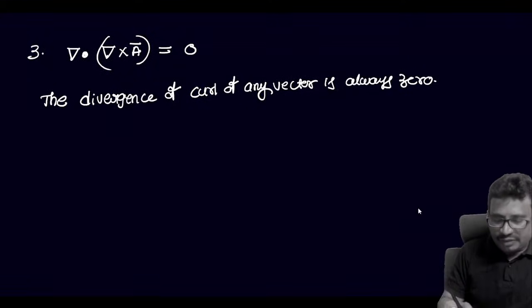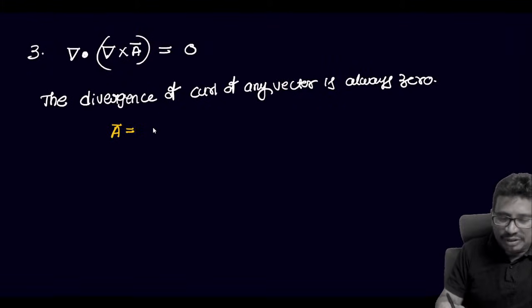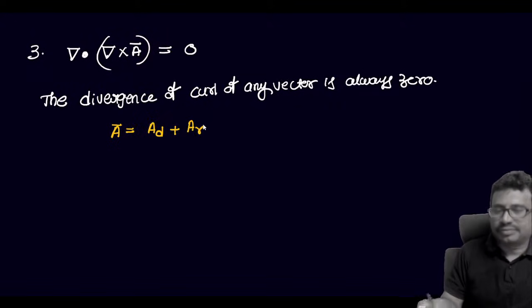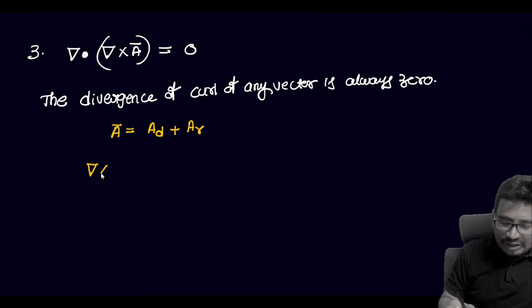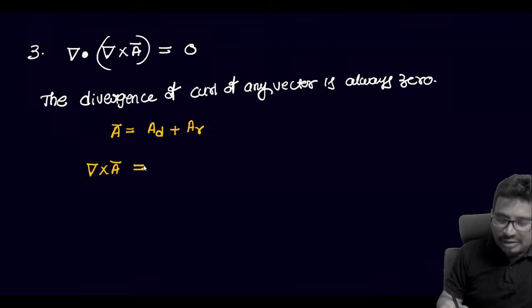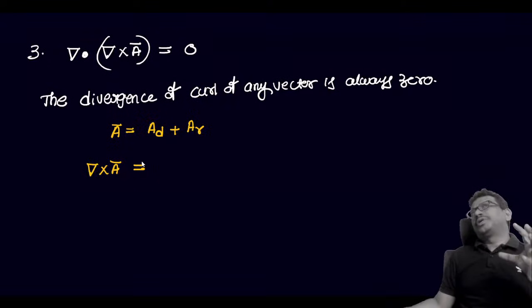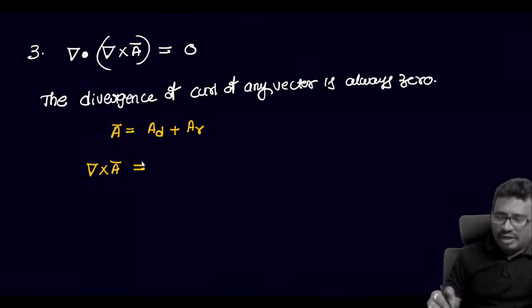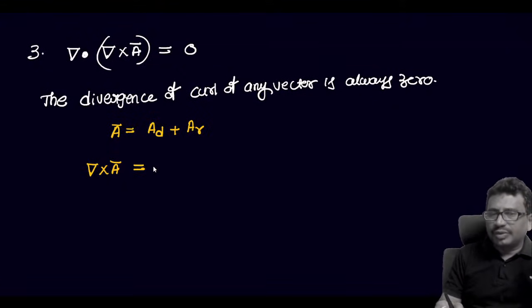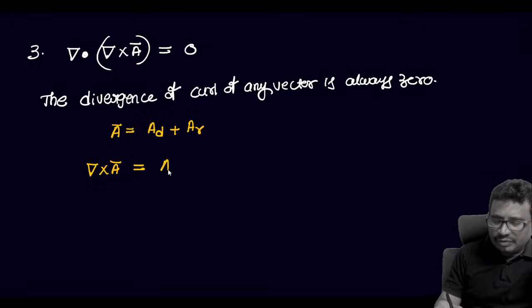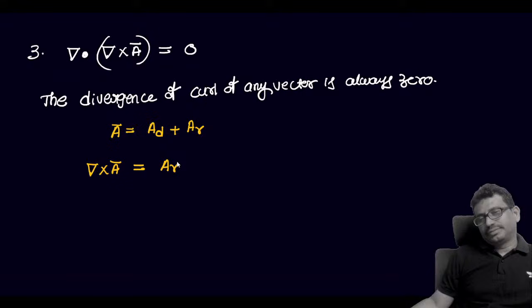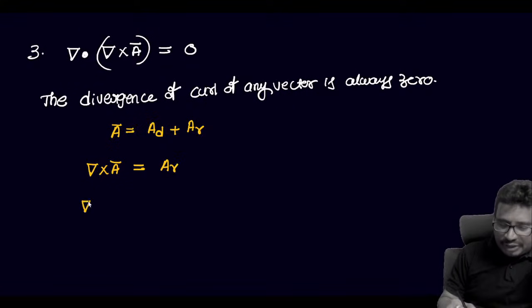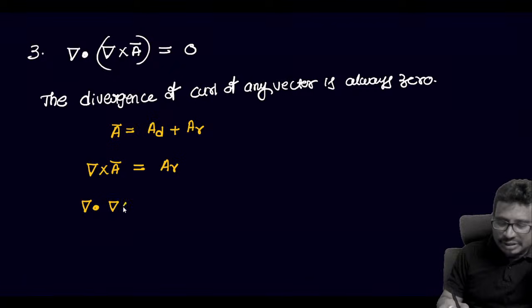For example, if we have taken A as some vector, any vector will have two natures. It has a diverging nature as well as a rotational nature. Now, if I did first del cross A, what is del cross A? It is the amount of vector having rotational nature. So del cross A has only rotational nature. Then after that, we need to do del dot of del cross A.